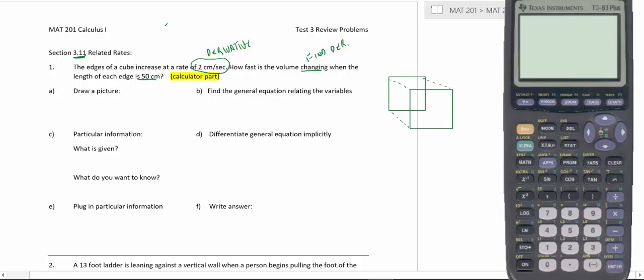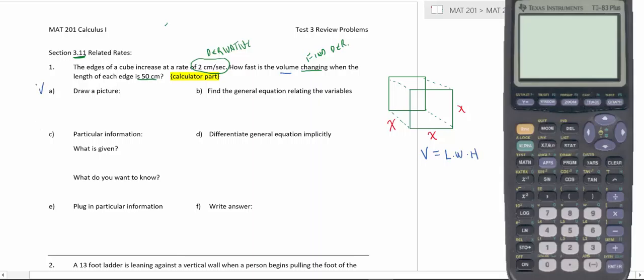Now remember, in a cube all of the sides are equal. So what I'm going to do for variables is say the length is x, the width is x, and the height is x. The other thing that's important in this problem is to understand the volume of a cube, because this is talking about a volume. Length times width times height is the general formula.